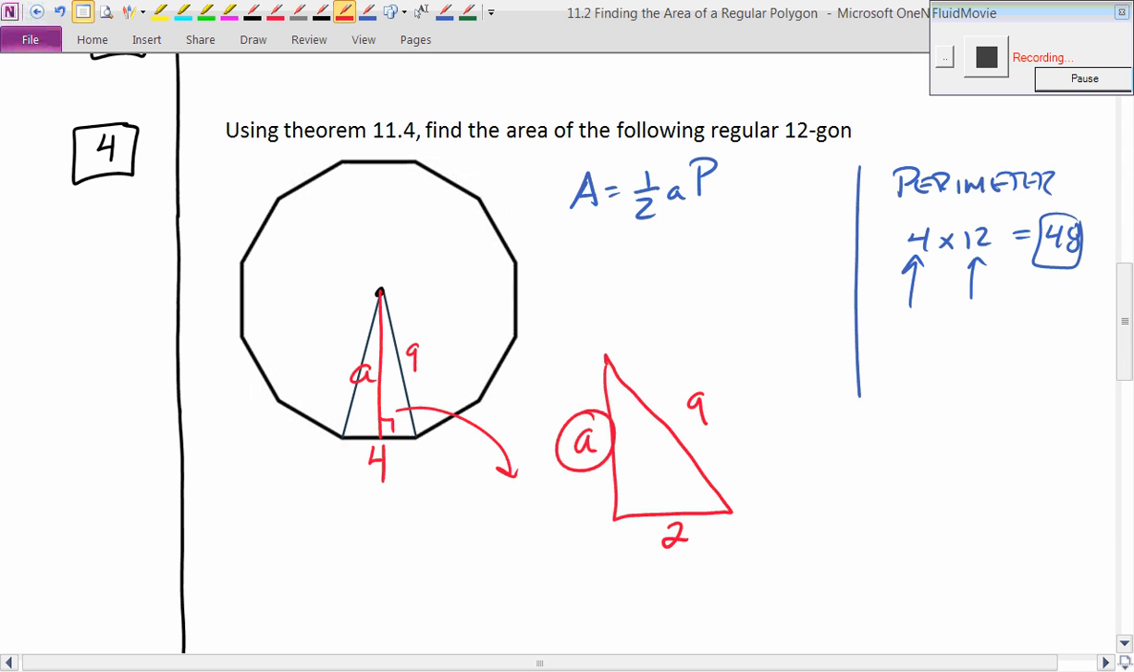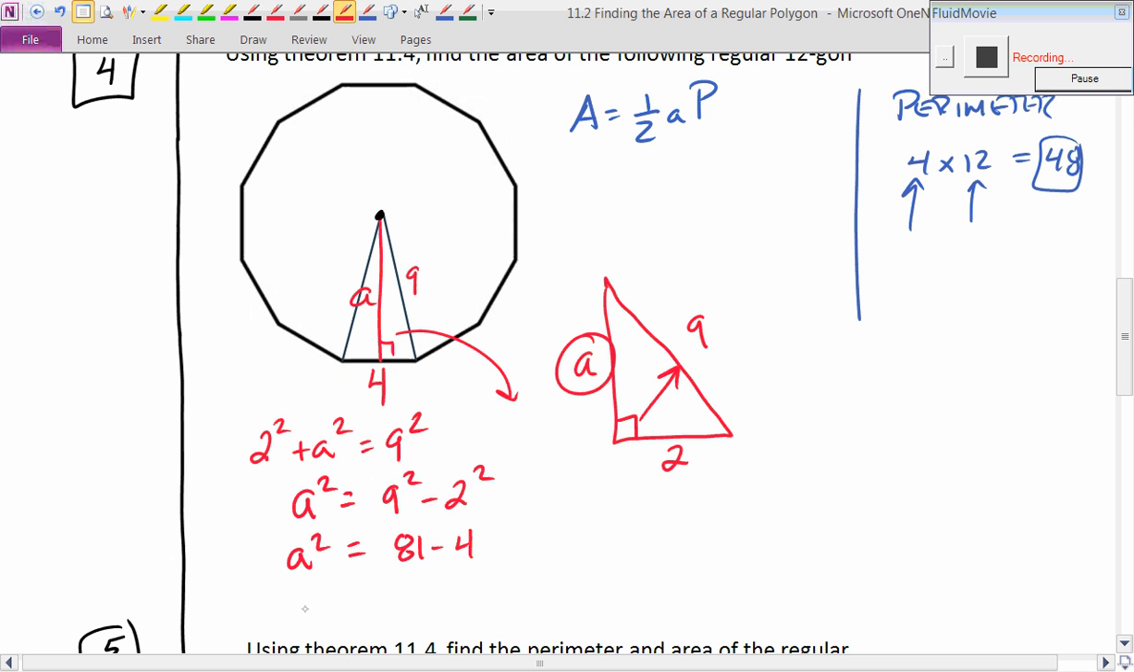So how do I get A? I could use the Pythagorean theorem, right? I could say 2 squared plus A squared is equal to 9 squared. Always remember that the side opposite the right angle is the hypotenuse. So A squared has to be 9 squared minus 2 squared. So A squared must be 81 take away 4. So A must be the square root of, what's 81 take away 4?